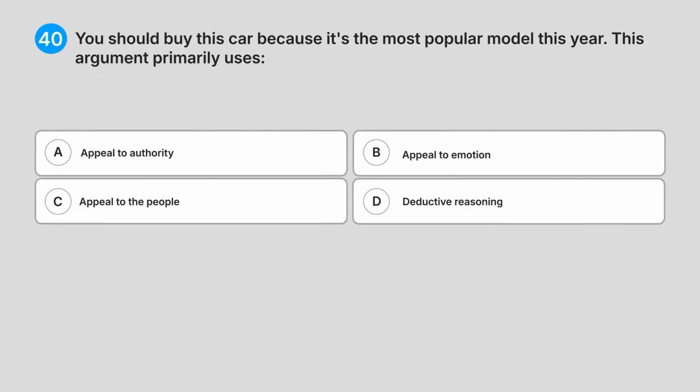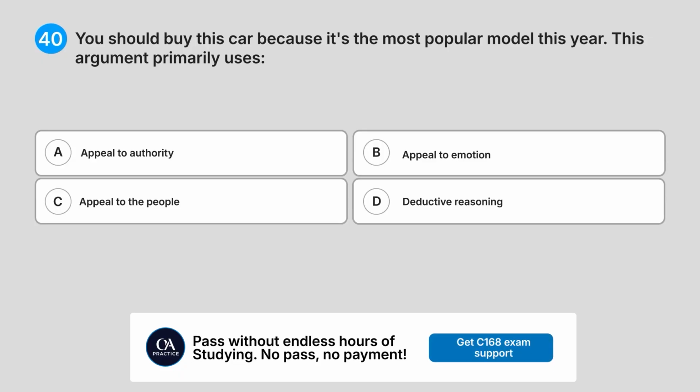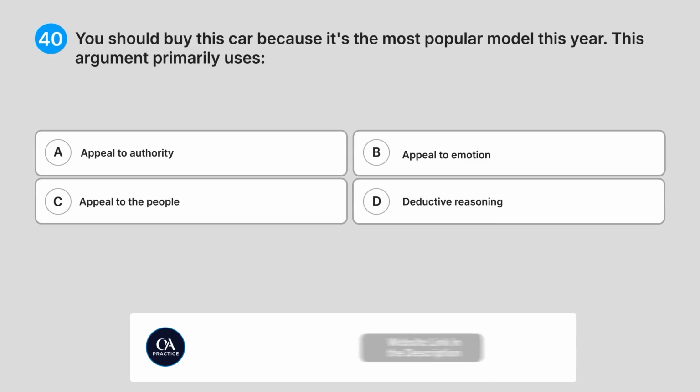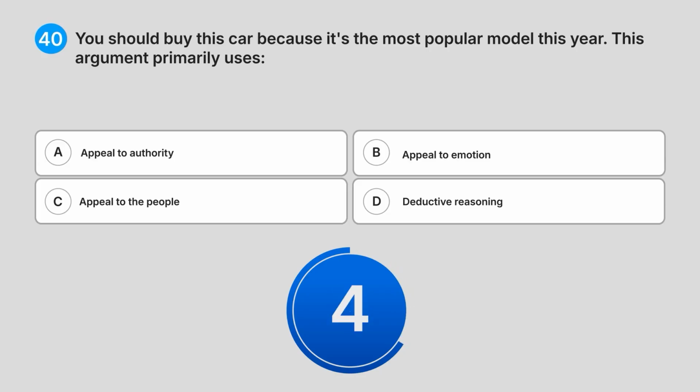40. You should buy this car because it's the most popular model this year. This argument primarily uses: A. Appeal to authority, B. Appeal to emotion, C. Appeal to the people, D. Deductive reasoning. Do you know the answer?